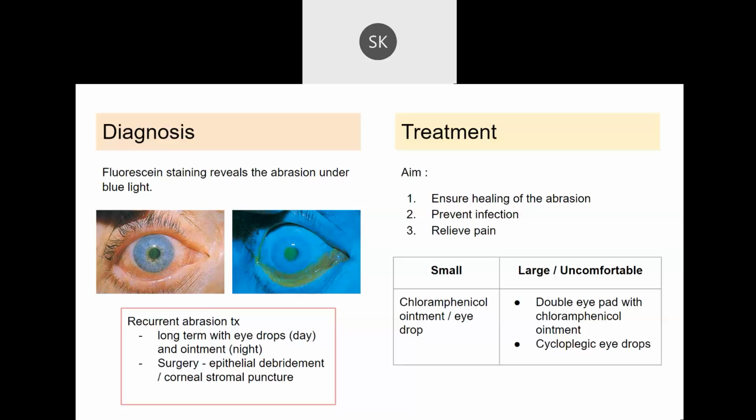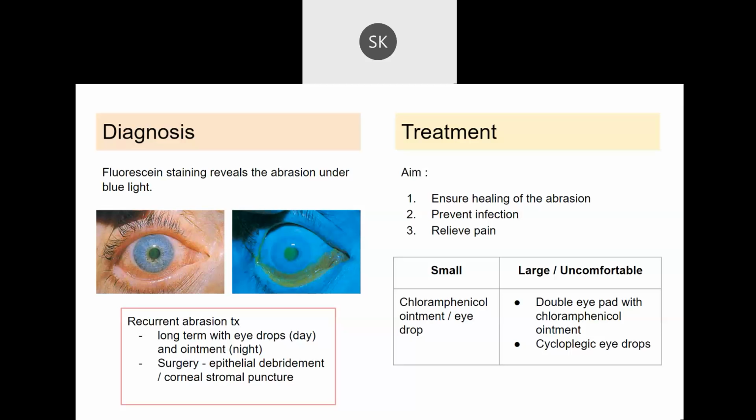As we can see in the picture below, in the first one we can't really identify where exactly the dye is stuck. But after the blue light, we can see that it's near the pupil, and also at the bottom eyelid, we can see a bit of the stain there.